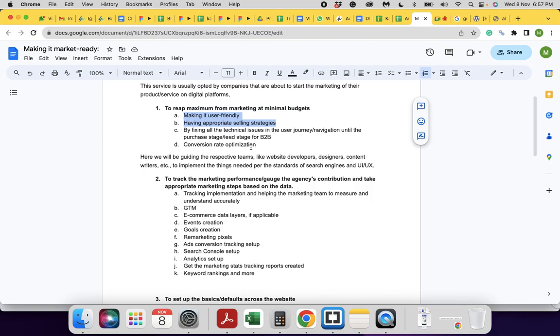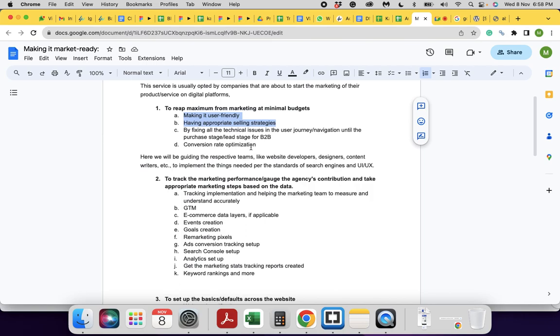It could be Google Ads or Facebook Ads, or it can be organic traffic coming to the website. It can be anything. So GTM implementation, e-commerce data layers if applicable for the websites. Whenever you take payments online, the money will reflect the payment collected or the payments made on the website. The information gets collected on Google Analytics as well, and that happens only when you enable the e-commerce data layers on analytics.